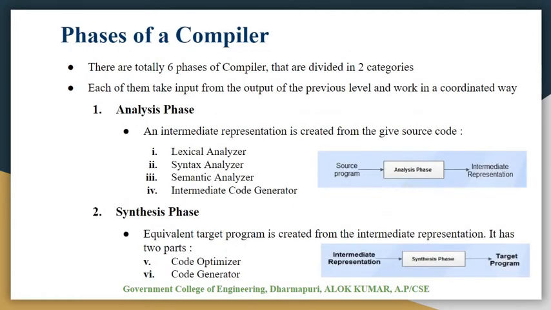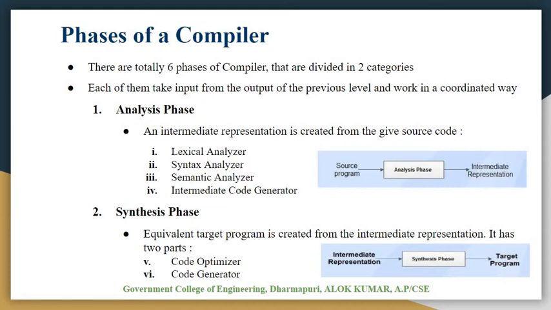Now here we will see what the different phases of a compiler are. Totally 6 phases are there for a compiler, divided into two categories. First one is the analysis phase, second is the synthesis phase. Each of them takes input from the output of the previous level and works in a coordinated way. So in the analysis phase there are 4 phases: first one is lexical analyzer, second one is syntax analyzer, third is semantic analyzer, fourth is intermediate code generator.